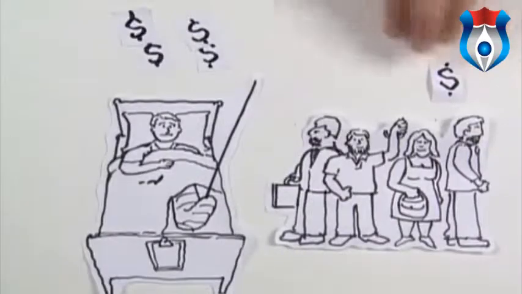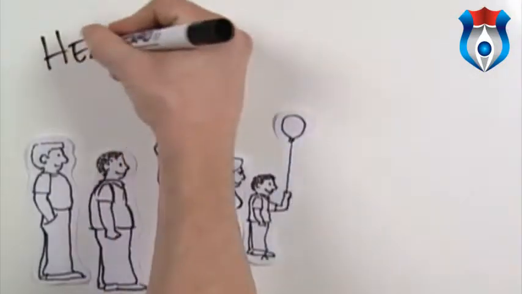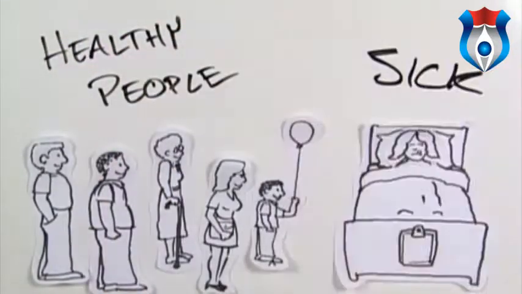So to sum it up, health coverage reduces your risk of financial disaster because your health costs are spread across a large group of people, and the healthy people help pay for the sick.